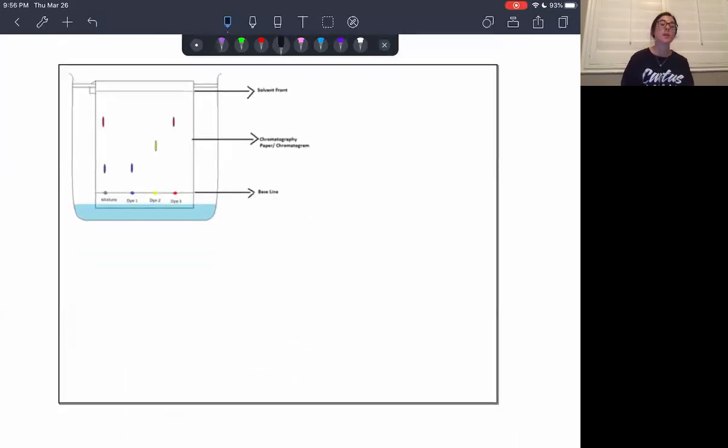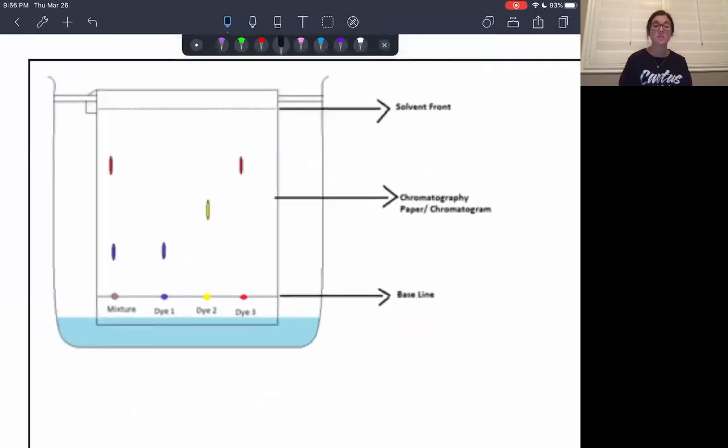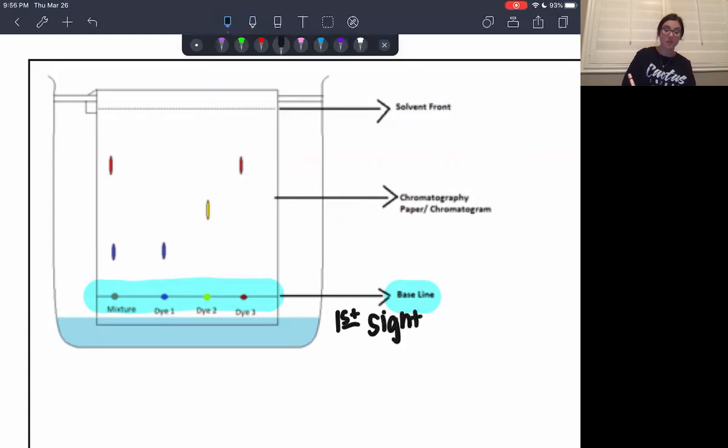So we've got this image right here, and it's got all of our different components moving across the paper. Now I'm going to zoom in so we can see what some of these labels are. We've got this line down here at the very bottom of our paper. We call it our baseline. This is the first site of the mixture's movement. So this is kind of like your starting point for your mixture. So you can say everything was moving from here.